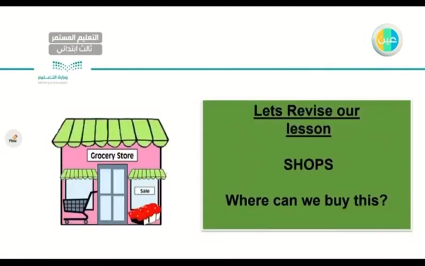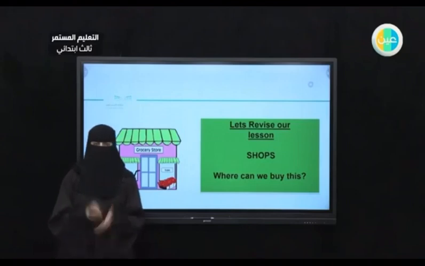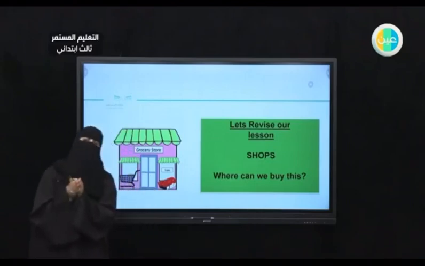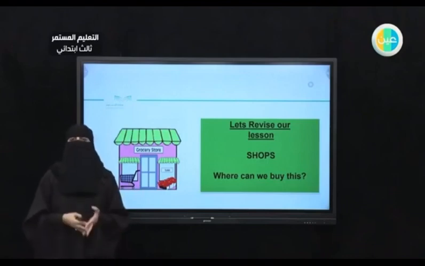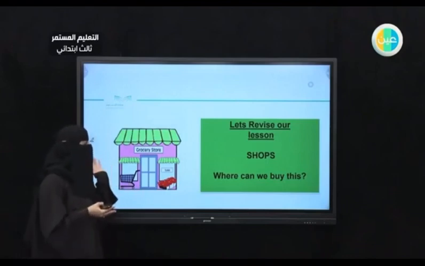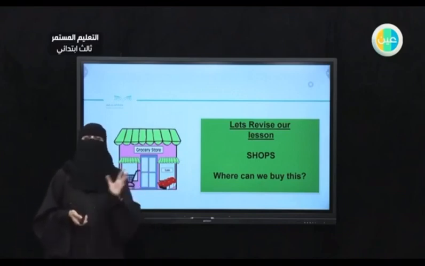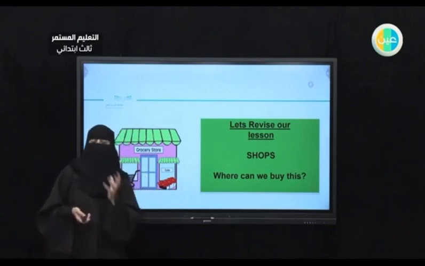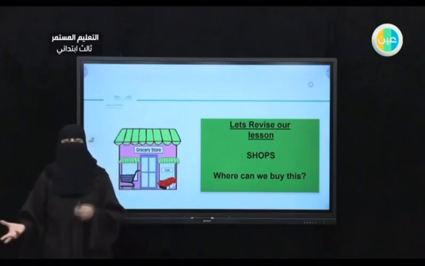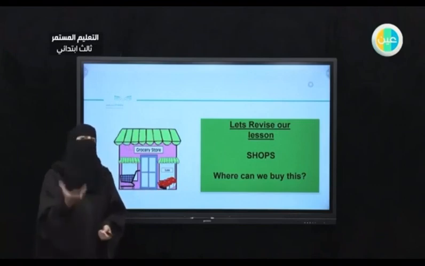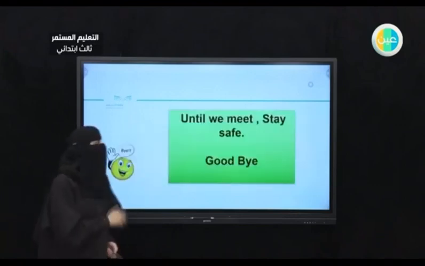Okay, so let's revise what we've learned in this lesson, my dear student. In this lesson, we introduced shops. Different kinds of shops. Butchers, grocery store, green grocery, bookstore, dress store, pharmacy, supermarket. Very good. Also, we were able to answer this question: where can we get this? Where can we get some tomatoes? Where can we get some oil? Where can we get some flowers, some aspirin, some chicken, and so on. So that was our lesson.